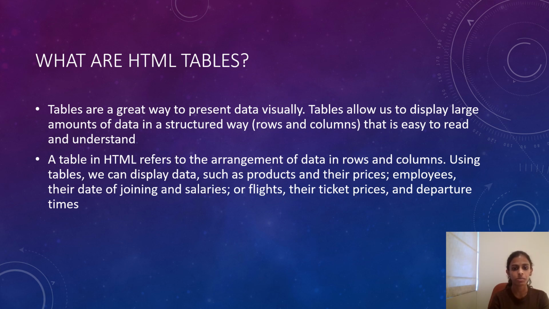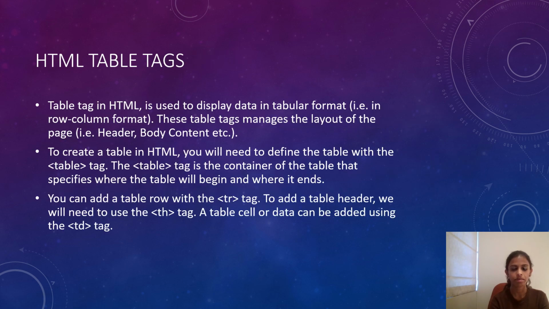Tables are a great way to represent data visually. Tables allow us to display large amounts of data in a structured way that is easy to read and understand. A table in HTML refers to the arrangement of data in rows and columns. Using tables, we can display data such as products and their prices, employees, their date of joining and salaries, or flights, their ticket prices and departure times. This is about HTML tables.